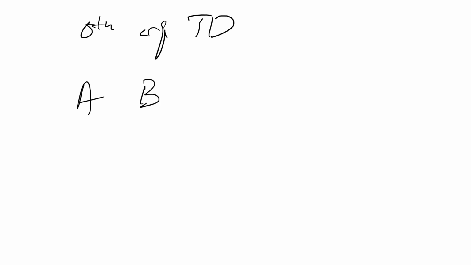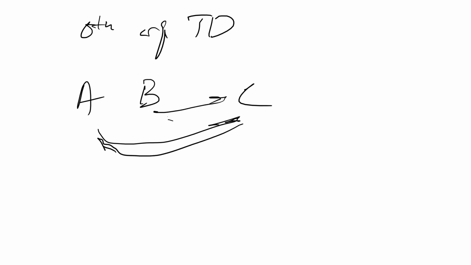The zeroth law of thermodynamics says if two bodies, say body A and body B, are in thermal equilibrium with body C, then we can say that they are also in thermal equilibrium with each other, right? The body A is in thermal equilibrium with body B.